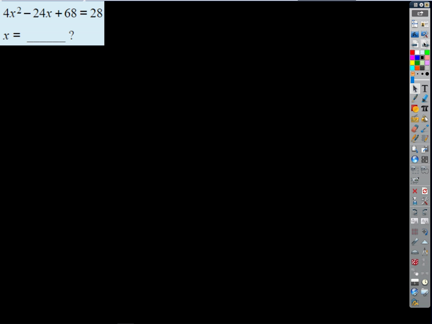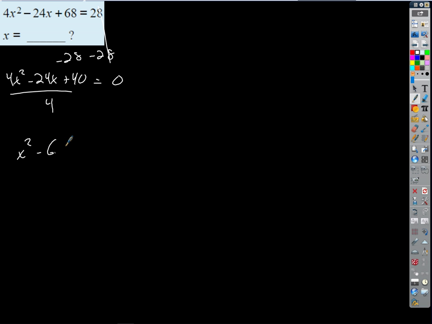And last one. Subtract 28. So those cancel. 4x squared minus 24x, what, plus 40? What can I divide both sides by? 4, good. So if I divide by 4, I get my x squared, that's good. 24 over 4 is 6, 40 over 4 is 10.